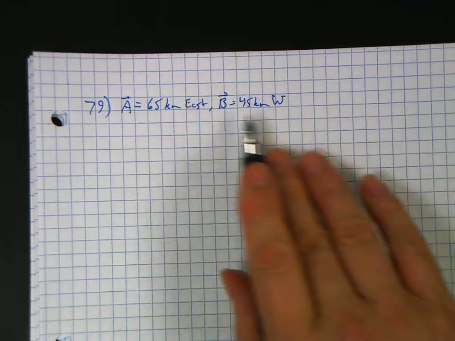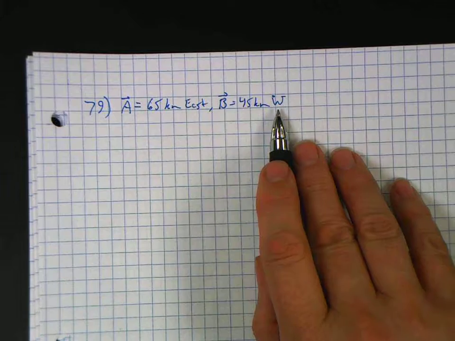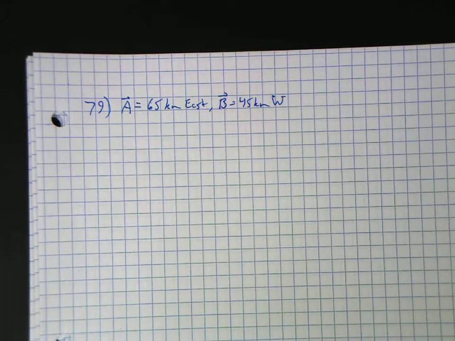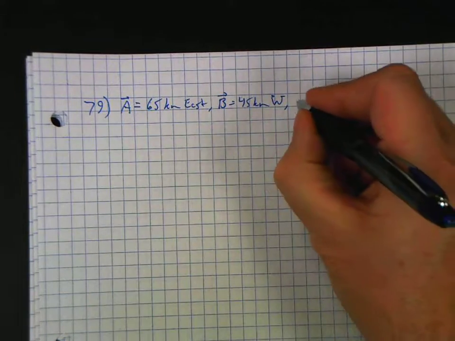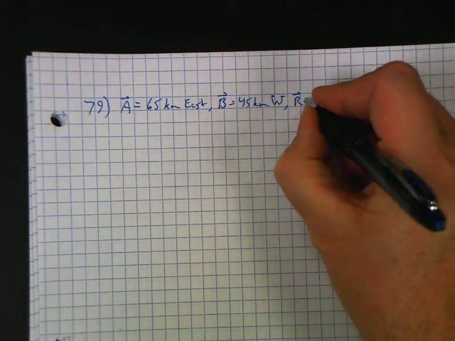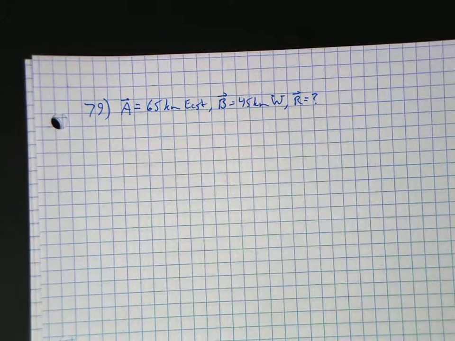I thought it read one direction was side to side, east or west, and the other direction was north or south. I thought we were going to add things that weren't lined up. The total displacement, which is our resultant, is what we're trying to find. This one is super easy.